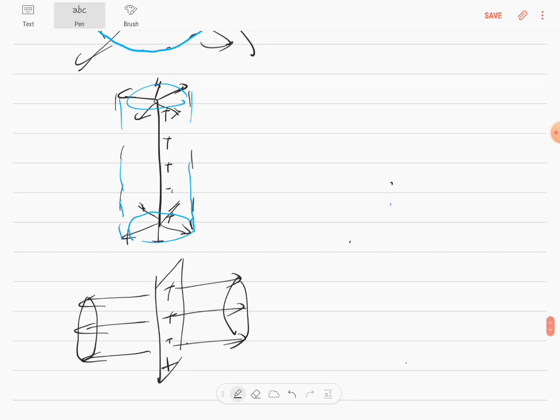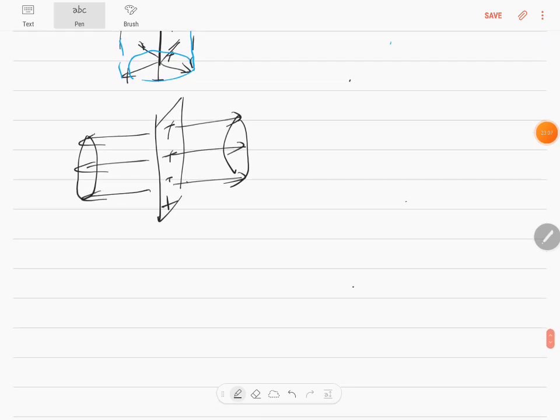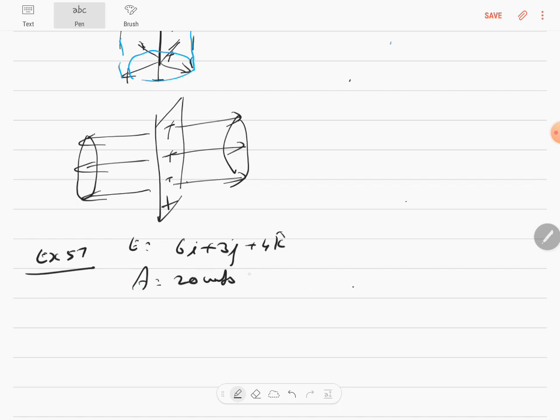Okay, so the next is we have numericals based on it. Here come a few numericals based on flux and Gaussian surface, etc. Example 57, let's go through example 57. You have an electric field which is 6i plus 3j plus 4k. Calculate the electric flux through a surface of area 20 units, in the YZ plane.